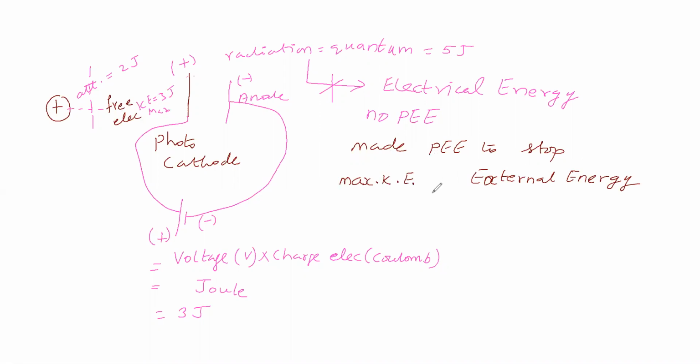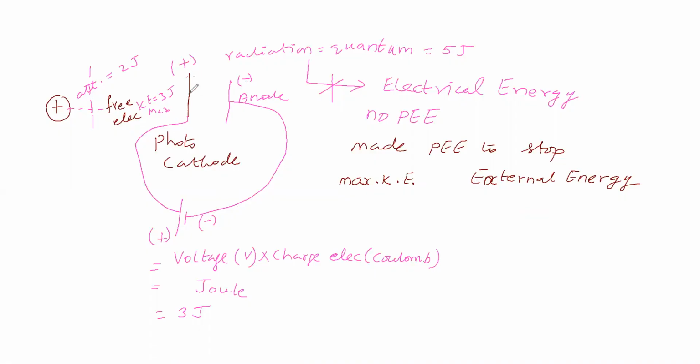What is the relation between the maximum kinetic energy of the free electron and the external energy? How is the external energy acting opposite to this free electron? Due to this external battery, this negative charge is pushing back this free electron to the photocathode. This negative charge is repelling this free electron to go back to the photocathode.